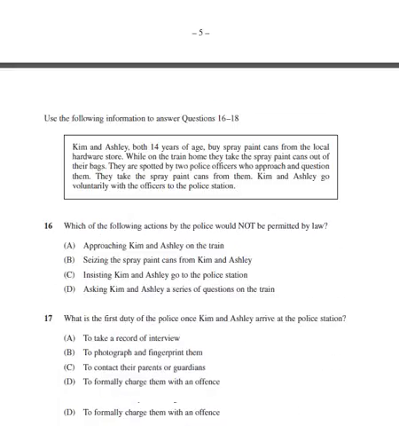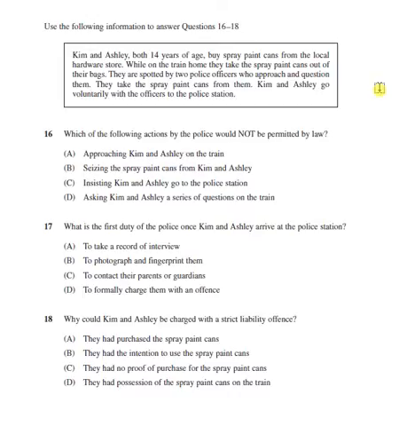We have another story here. Kim and Ashley, both 14 years of age, buy spray paint cans from the local hardware store. While on the train home, they take the spray paint cans out of their bags. They are spotted by 2 police officers who approach and question them. They take the spray paint cans from them. Kim and Ashley go voluntarily with the officers to the police station. Which of the following actions by the police would not be permitted by law?